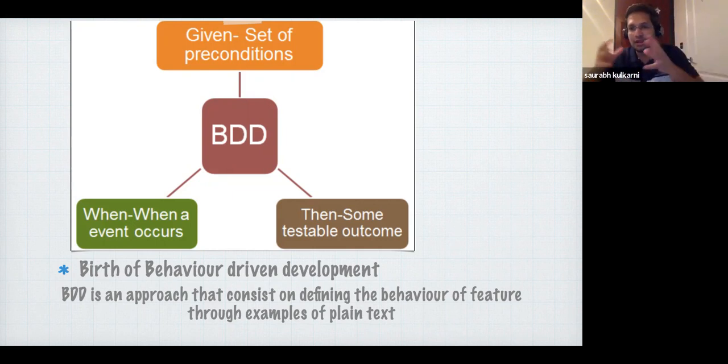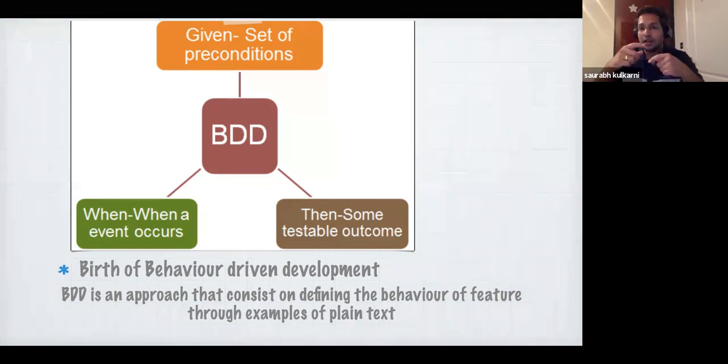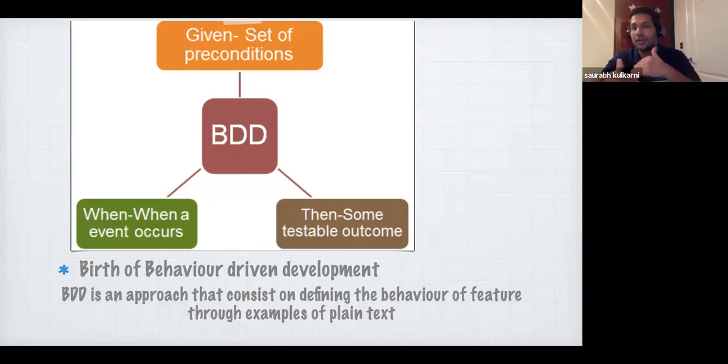So these three preconditions are given to the BDD, and the business analyst could say when what event occurs, that is the scenario they are explaining to you. And then when this happens, then what needs to happen. So when and then. What is then is the result, and that result is also being given to you by the BA.